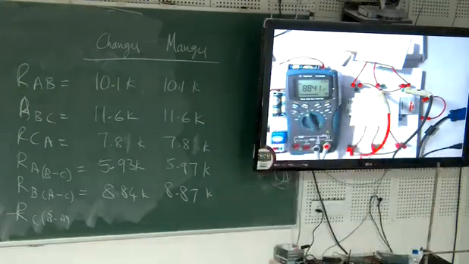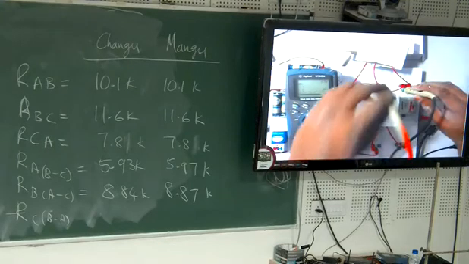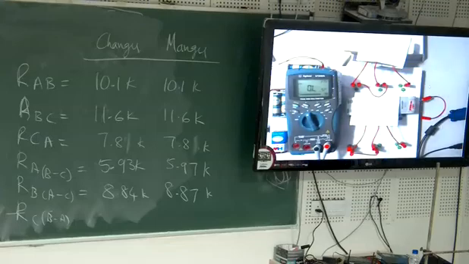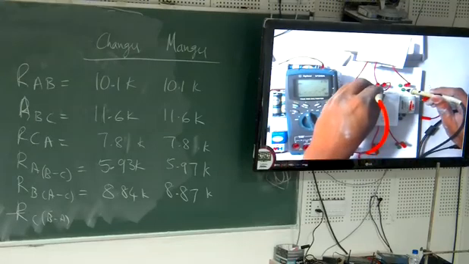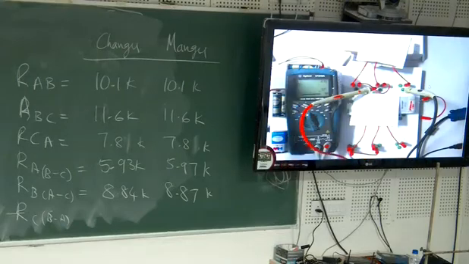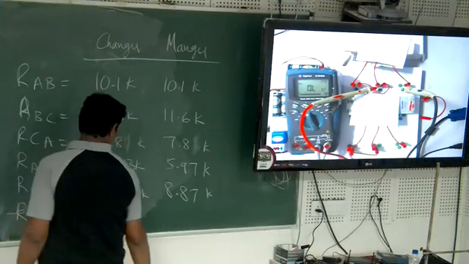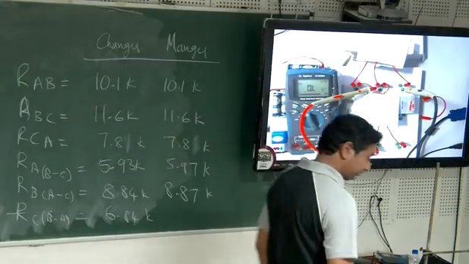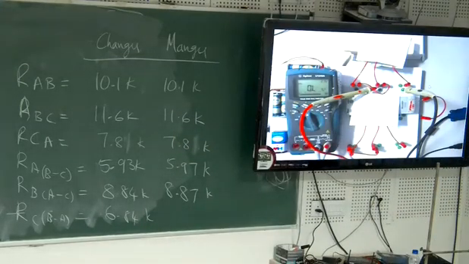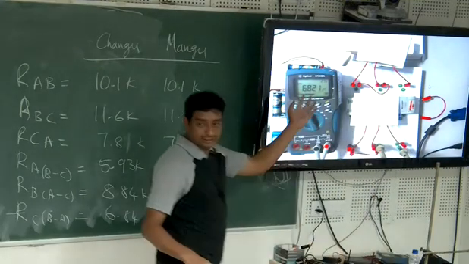As you might have guessed, even when I short circuit these two, AB short circuited, here also AB short circuited, and then measure that. How much is that? 6.84. And what about here? 6.82. I hope you are able to see this clearly in the back.